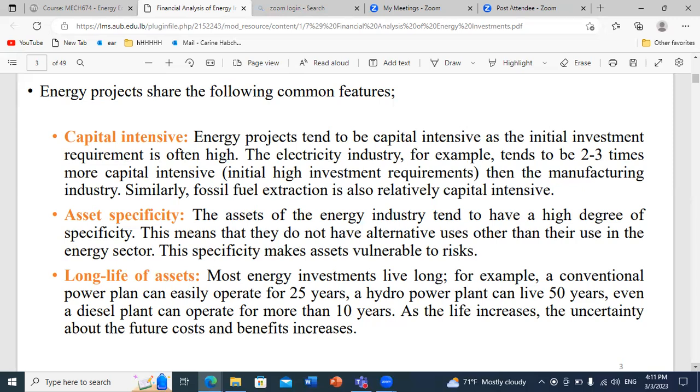A hydropower plant can live for 50 years. Even the most simple system, a diesel plant, can operate for more than 10 years. As the life increases, the uncertainty about the future will increase, and the analysis for cost and benefits becomes more challenging. You can take a very simple example.